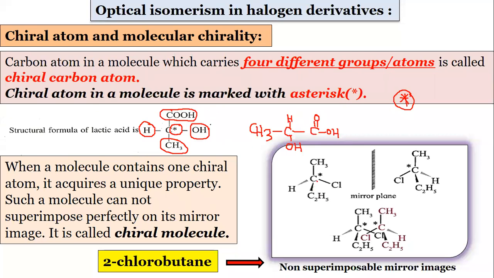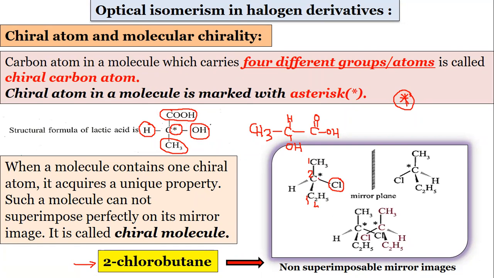This is carbon number 1, this is carbon number 2, 3, 4. On the second carbon, the chlorine is attached. So the name is 2-chlorobutane, shown here. This is 2-chlorobutane. It is optically active, and this is the chiral carbon.